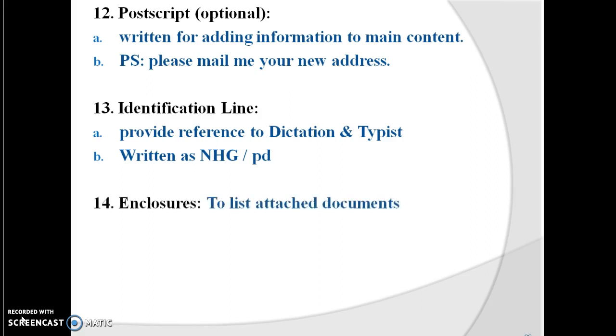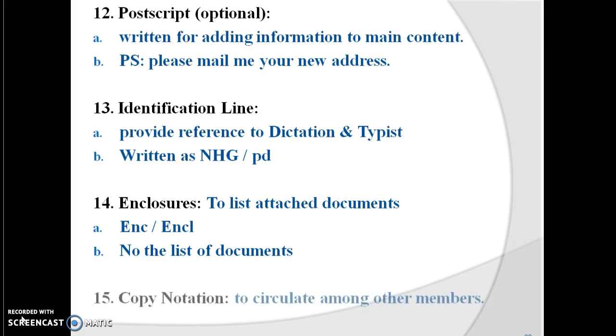Now the next element is enclosures. Enclosures we include in order to list the attached documents. An enclosure can be written as ENC or ENCL. You can use this short form for listing the attached documents. If the attached documents are more than one, then you need to number the list of the documents.